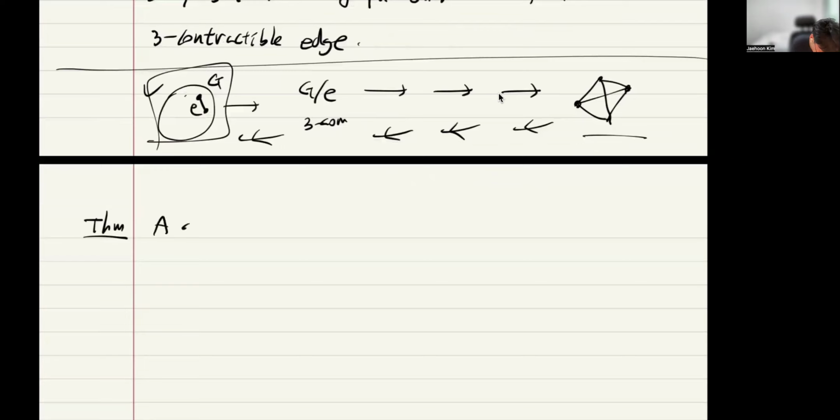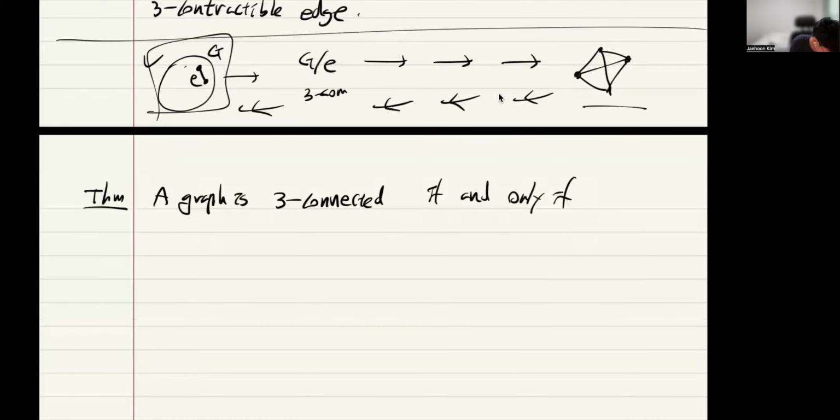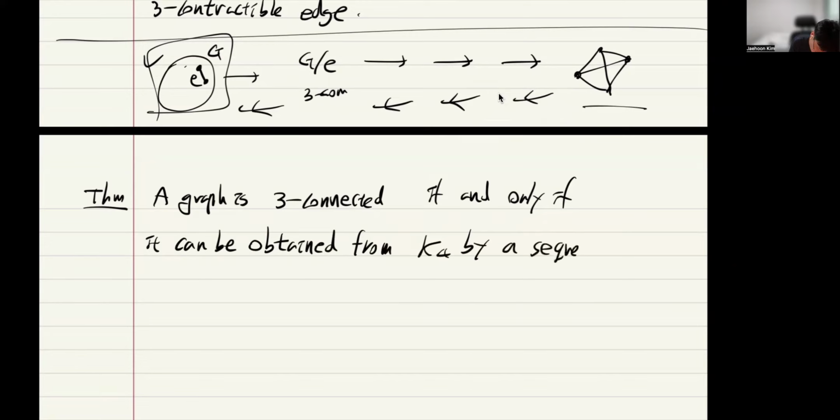So this says that a graph is 3-connected if and only if it can be obtained from K4 by a sequence of vertex 3-splits.